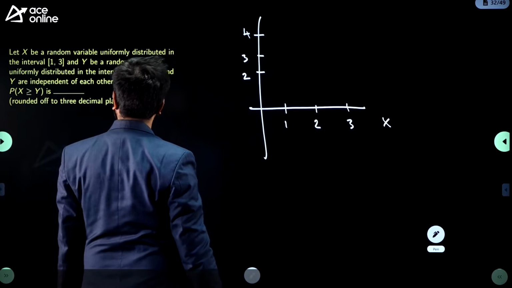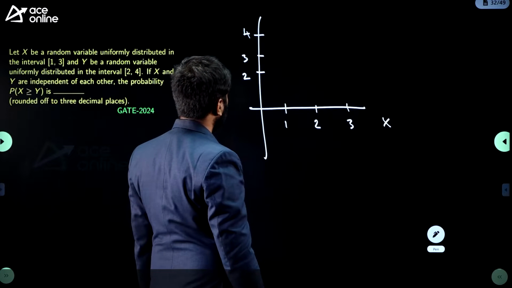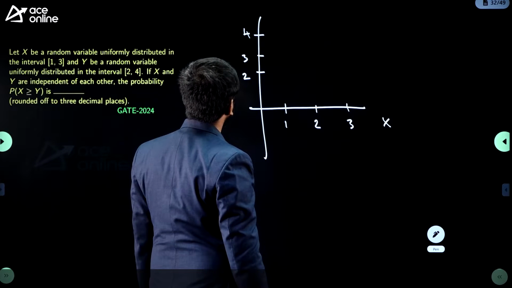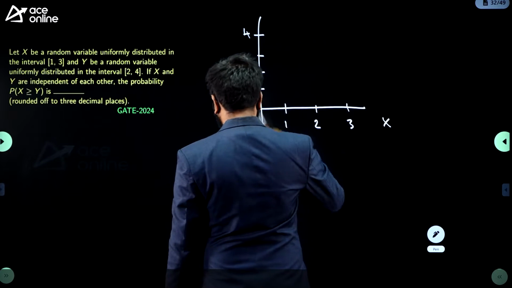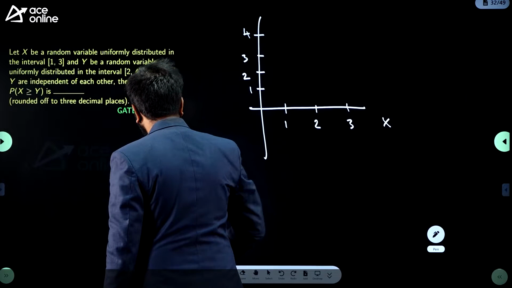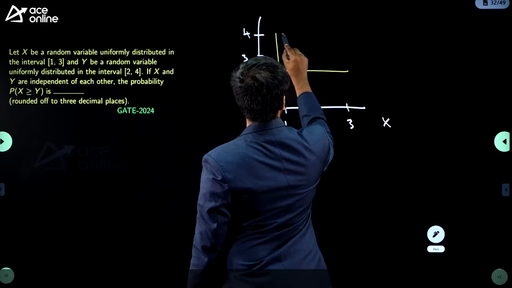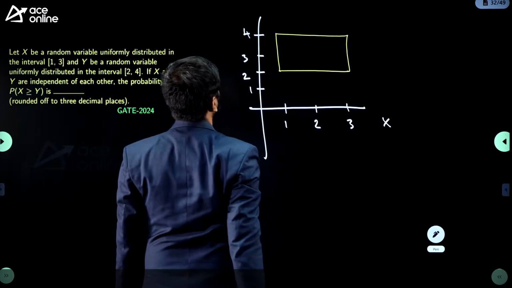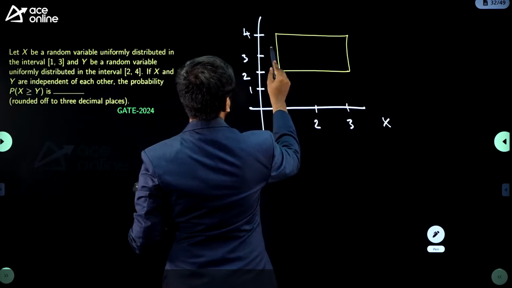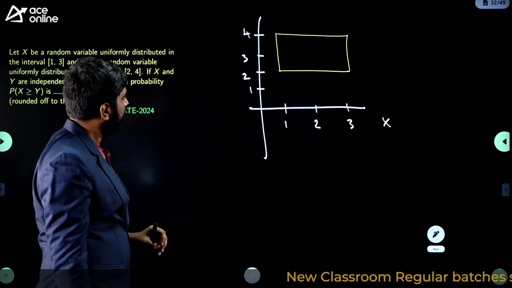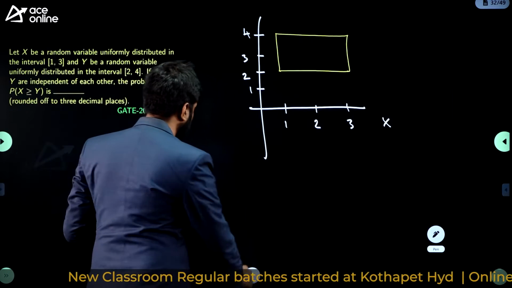The sample space is obviously a rectangular grid, where x will be from 1 to 3 and y will be from 2 to 4. So, let us say this is 1. Clearly a rectangular grid. Let me use another color. Of course, it should be okay because x is taking values from 1 to 3 as specified here and y is taking values from 2 to 4 as specified here. Now, they talk about some event, the probability of x greater than or equal to y.